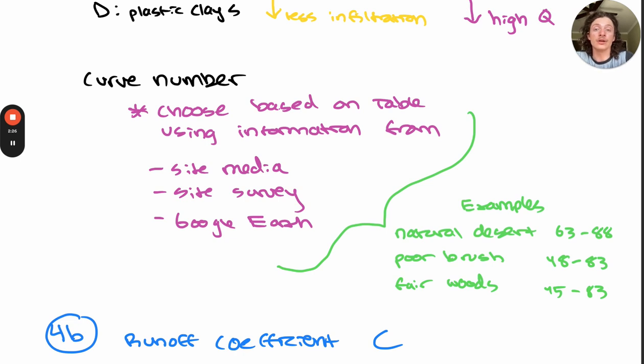And at this point, you could choose a conservative curve number, keeping in mind that this can be tweaked over time. Some examples from the tables I've pulled out for you are curve number for natural desert being 63 to 88 is the range, poor brush 48 to 83, and fair woods 45 to 83, and this range comes from the hydrologic soil group.